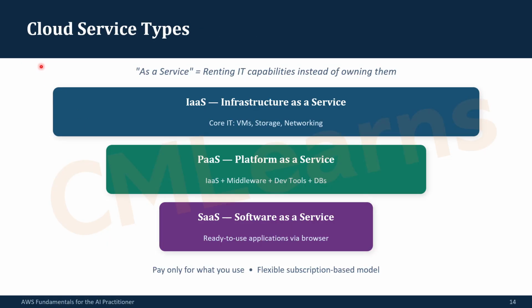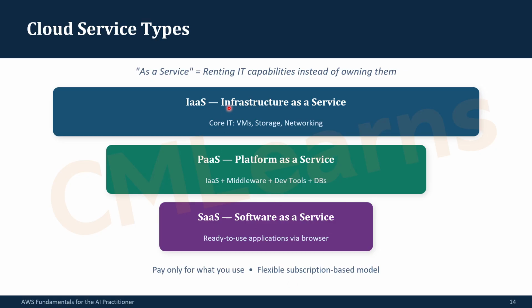Now we know what models we use in cloud. Now let's understand the service types, like we are all familiar with: infrastructure as a service, software as a service, platform as a service. Let's understand what the service types provided by the cloud are. As a service means renting IT capabilities instead of just owning them. You're just renting it. We are all using software as a service even right now.